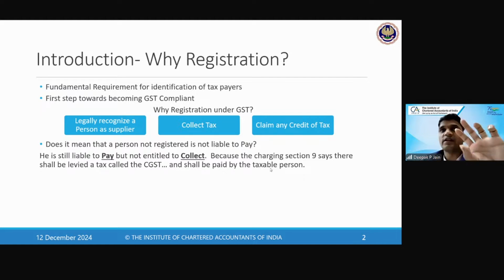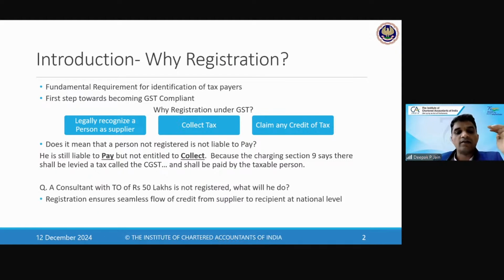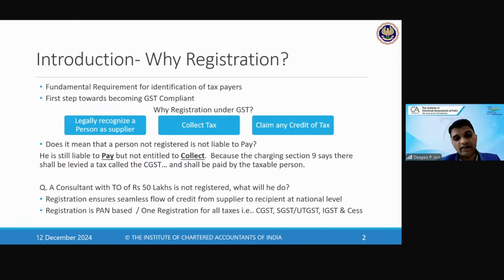So this is the aspect of how to calculate the turnover. Once you cross the limit, you're registered and pay the taxes always. A consultant with turnover of 50 lakhs is not registered. What will he do then? Very simple. He will take the registration, because registration ensures seamless flow of credit from the supplier to the recipient. And registration is PAN based. So the answer for that question: a consultant whose turnover is 50 lakhs will have to take registration and pay the taxes.